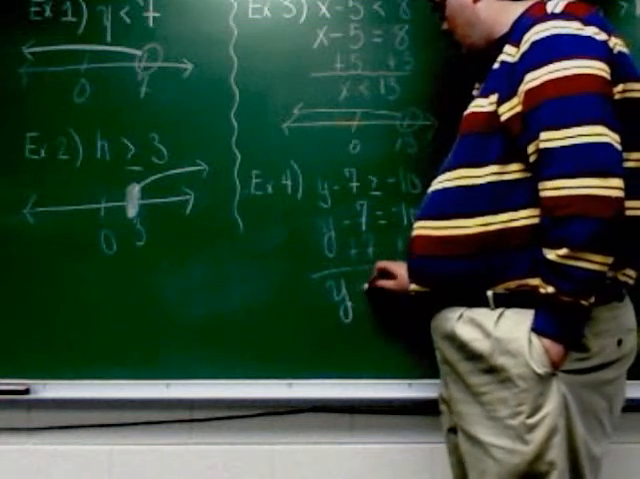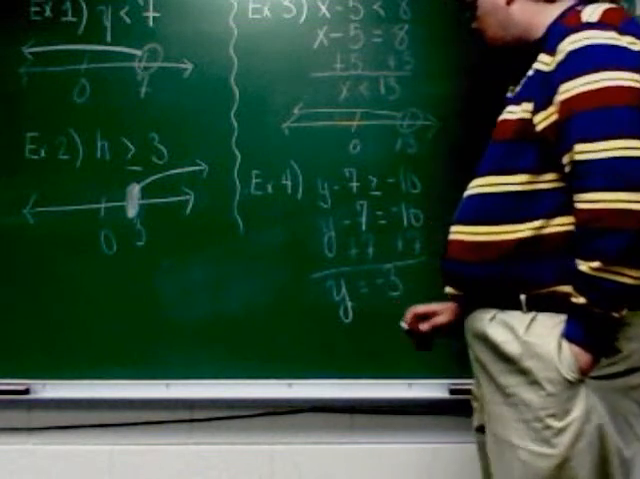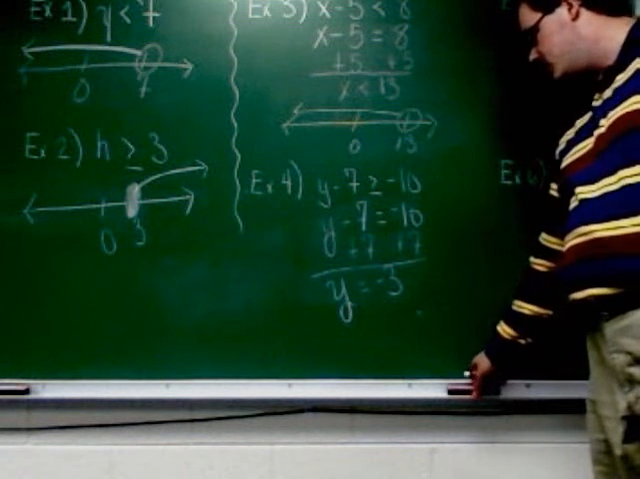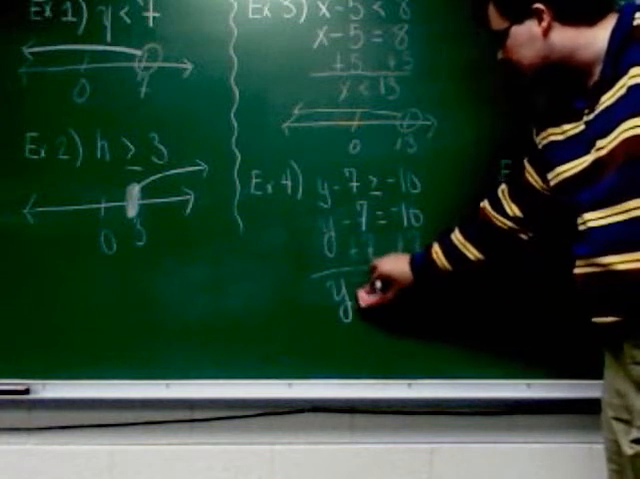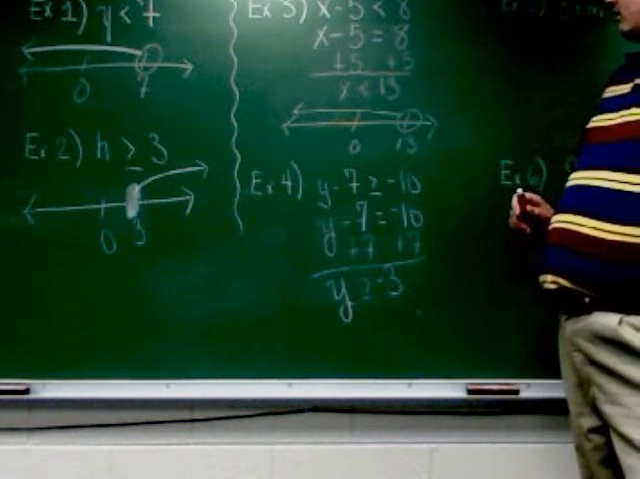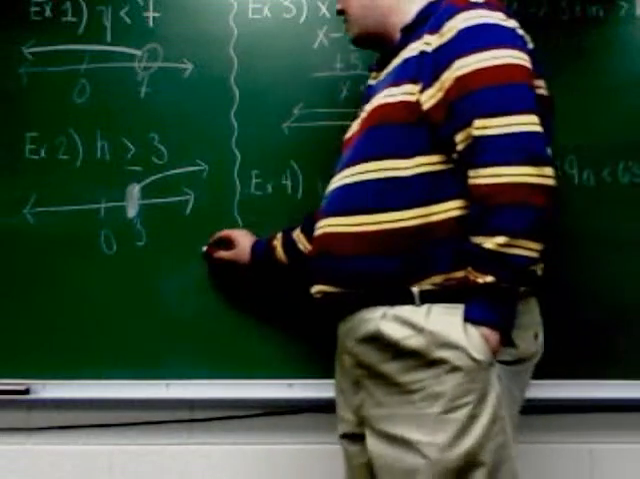That'll give me y equals negative 3. And then remember, now you've got to put the original sign back in. So it was greater than or equal to, so I'm going to put greater than or equal to back in. Just like that.